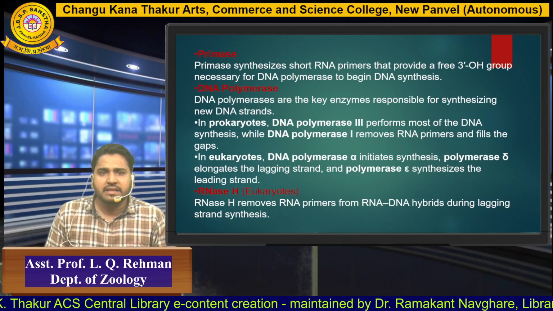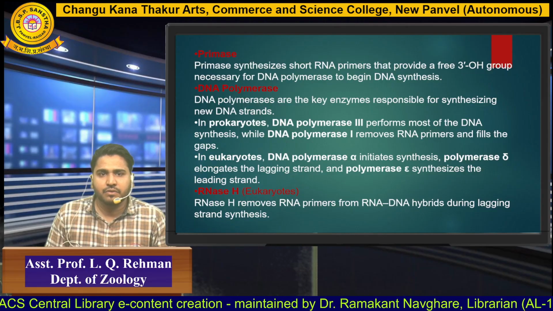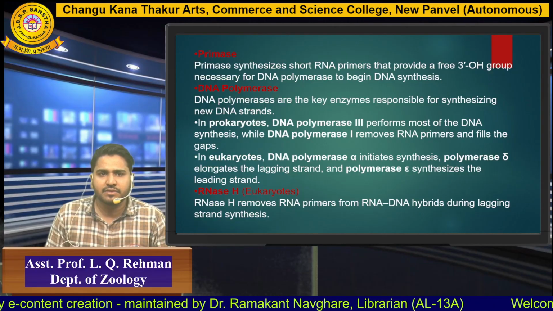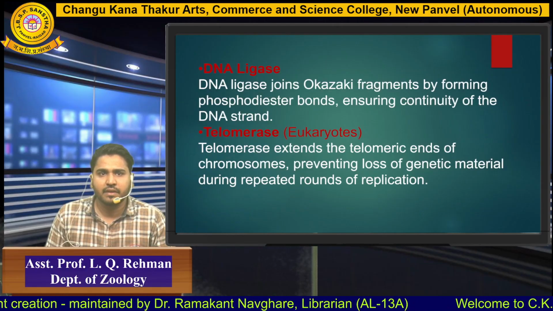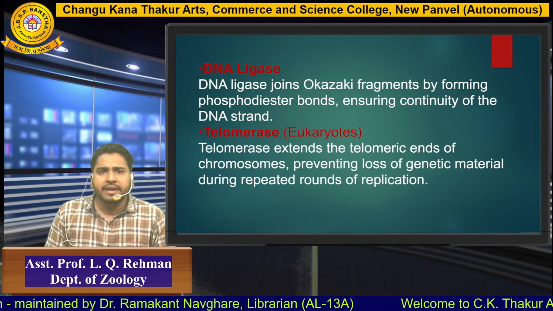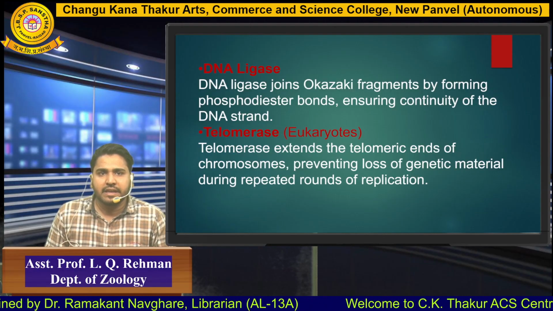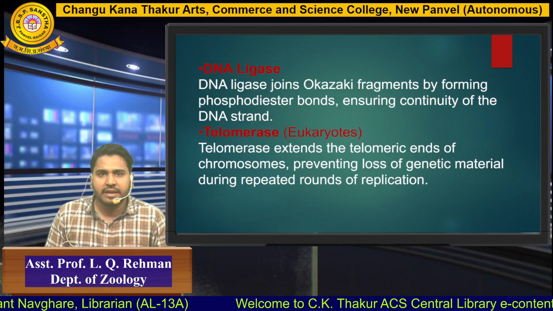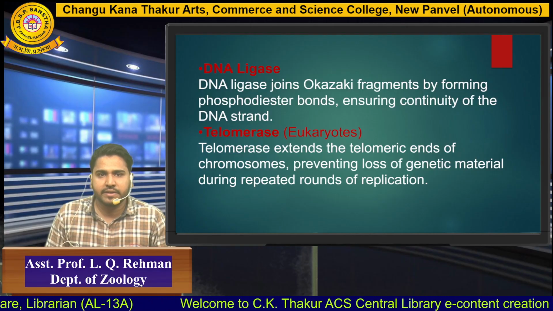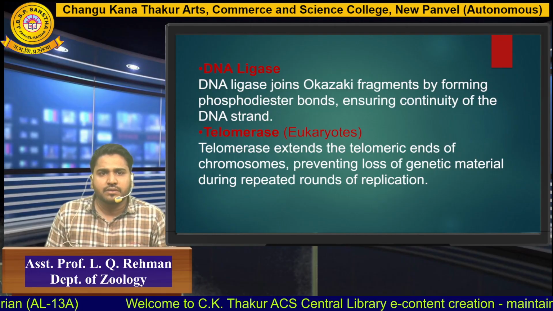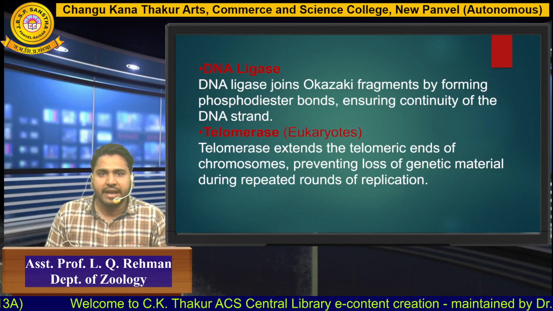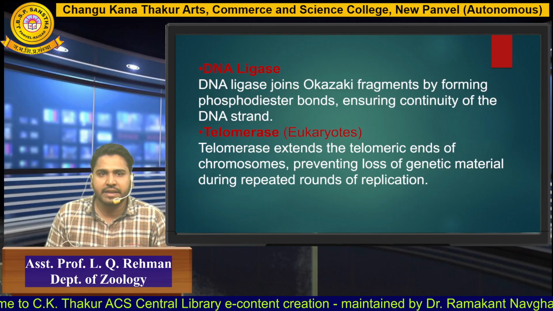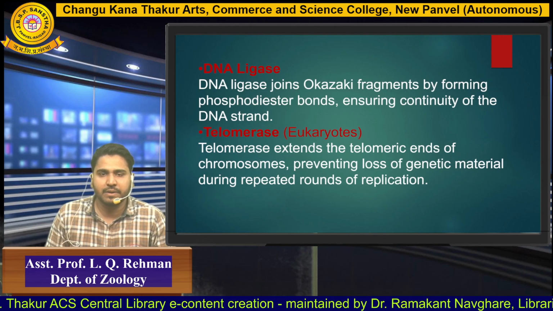Then we have RNase H. RNase H removes RNA primers from RNA-DNA hybrids during lagging strand synthesis. DNA ligase, as we have seen, joins the Okazaki fragments by forming phosphodiester bonds. It ensures the continuity of the DNA strand. Then the last one is telomerase in eukaryotes. It extends the telomeric ends of chromosomes, preventing loss of genetic material during repeated rounds of replication.